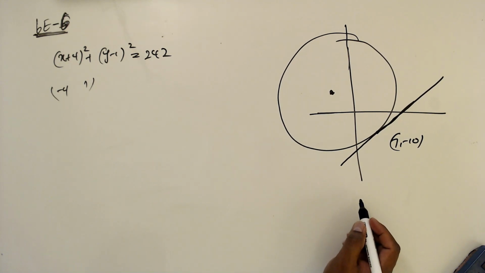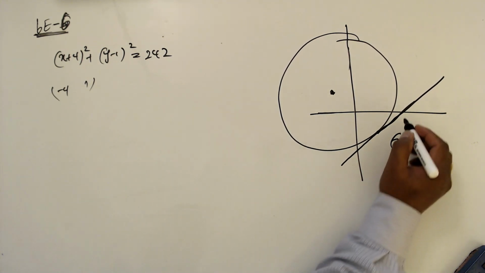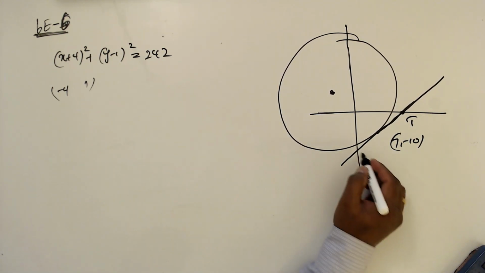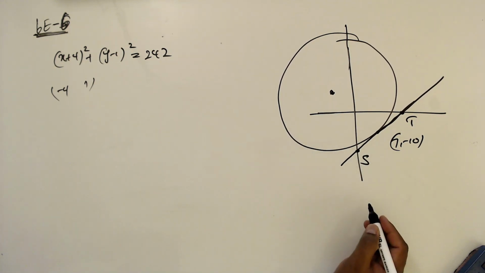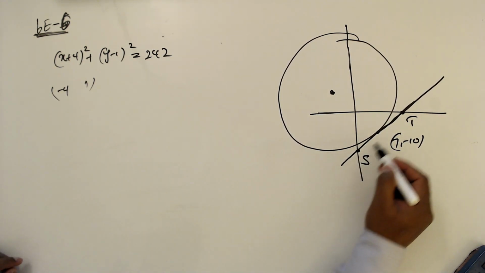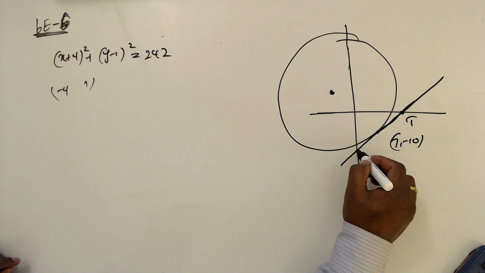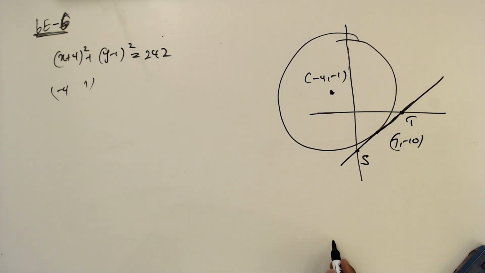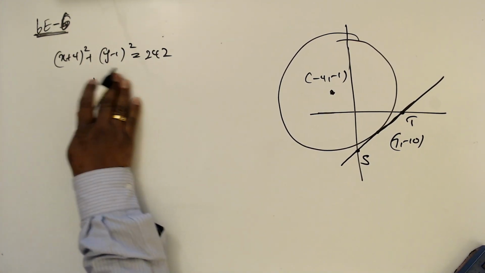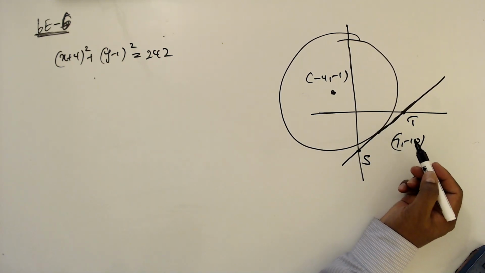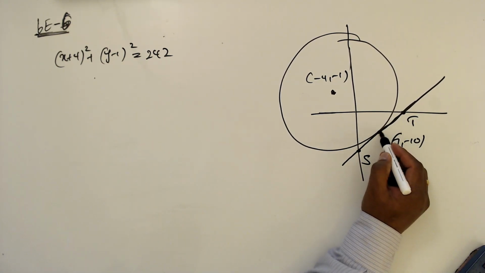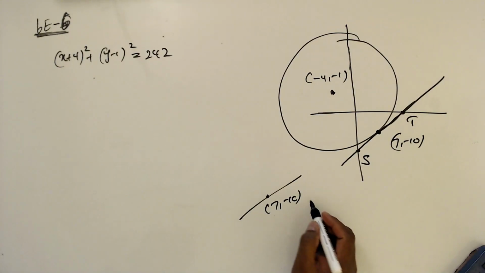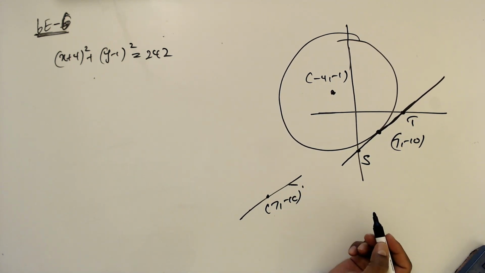The tangent meets the x-axis at T. So this is T, and the y-axis at S. If we know the equation of this line, we can find S and T. So this is 4, minus 1. Now our task is to find the equation of this line. We know one point, 7, minus 10. I need the gradient, then I can do the job.